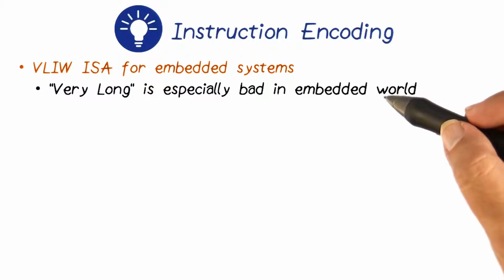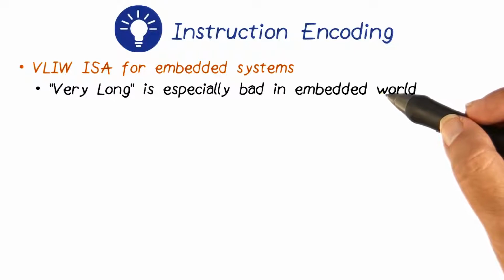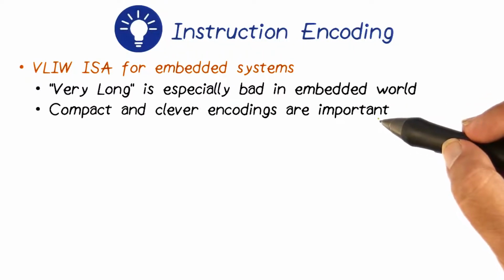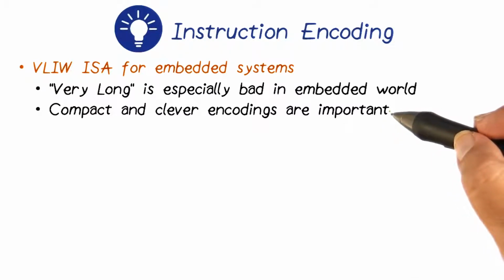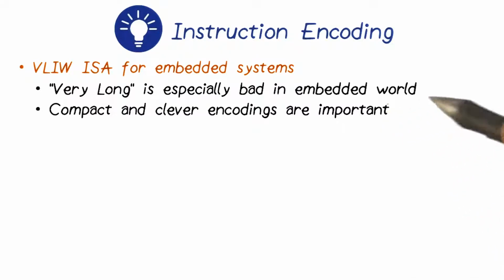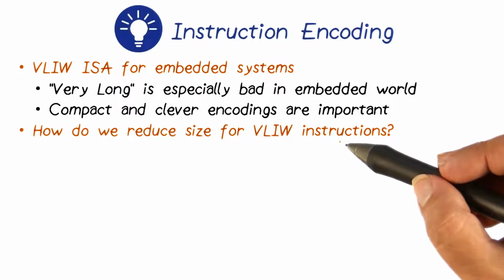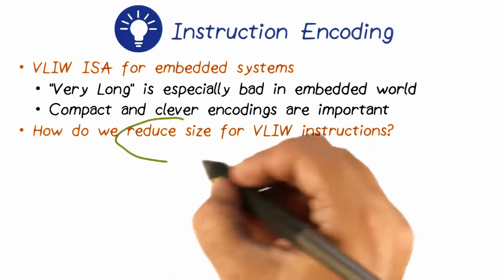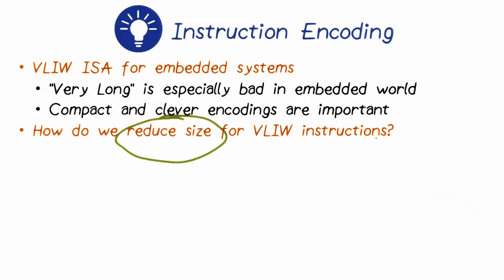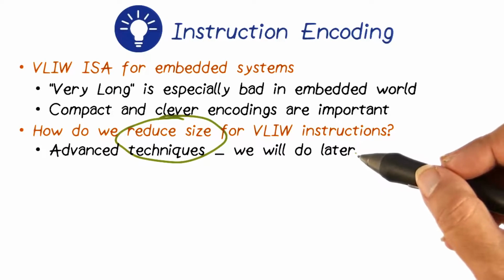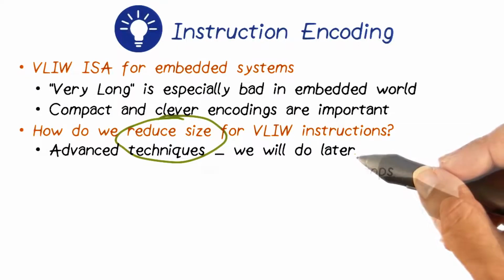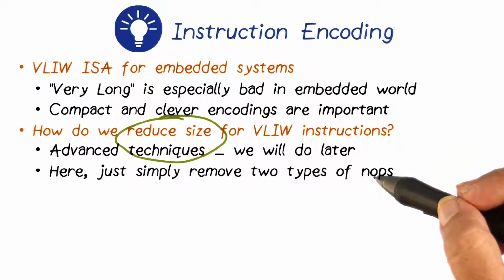In other words, the length of the instruction would otherwise become humongously long because of the nature of the instructions being quite long. And so, compaction and clever encoding ways are very, very important. And so the real question is, how do we reduce size for the VLIW instructions? There are many advanced techniques which we are going to visit step by step. But even before we talk about advanced techniques, we can do something simple.